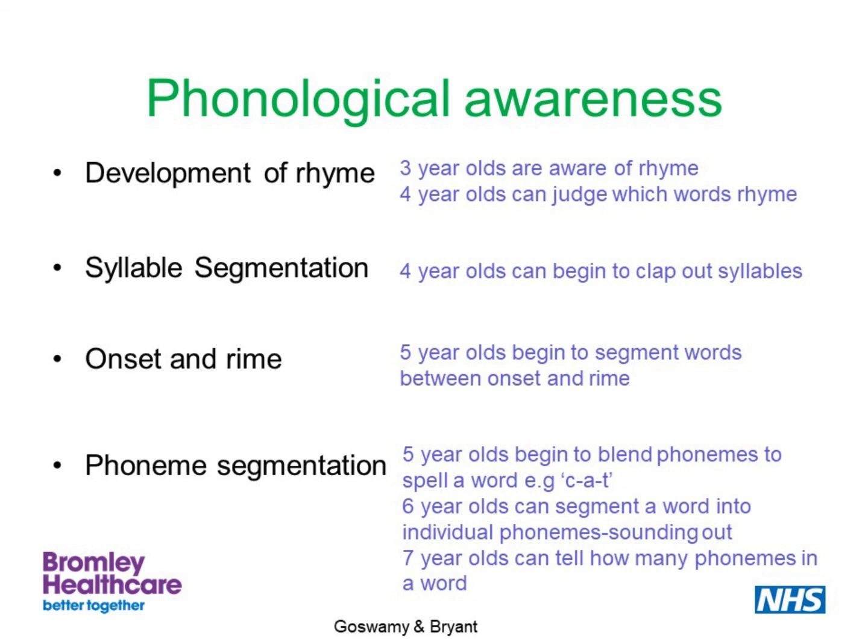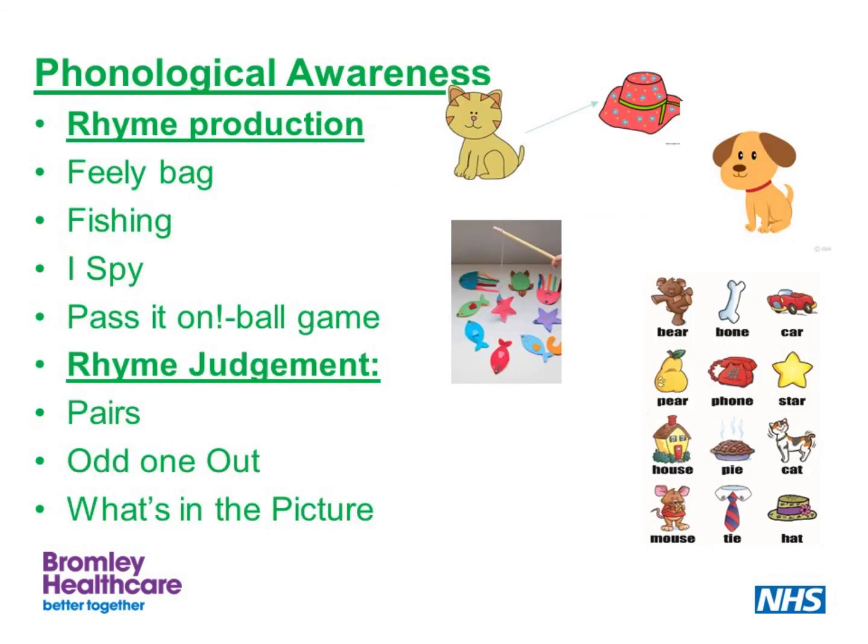This table shows the rough ages at which children develop skills such as awareness of rhyme, the ability to clap out syllables, or to blend the sounds in a word to spell it out. The next two slides give you some examples of activities and games you can use to develop these skills. Maybe pause the video here and see if you can think of any more ideas.